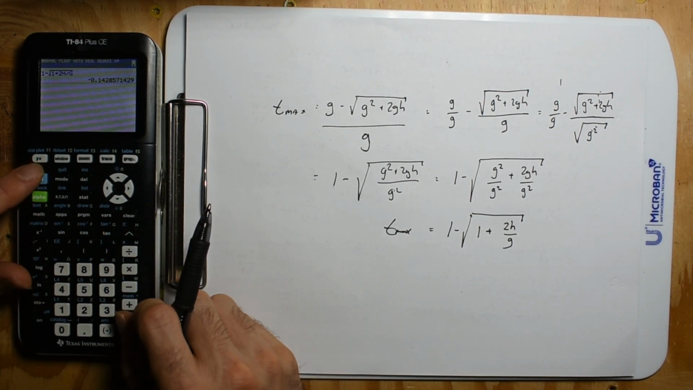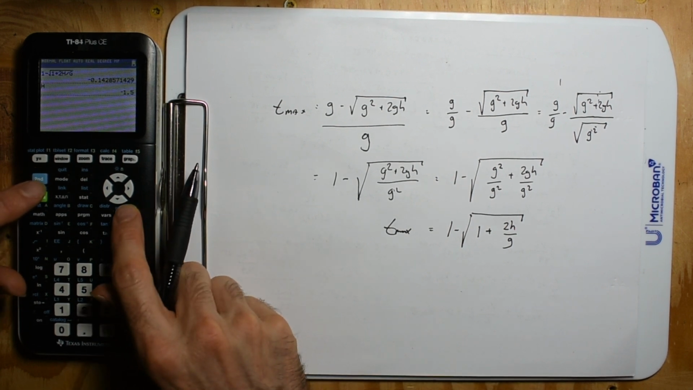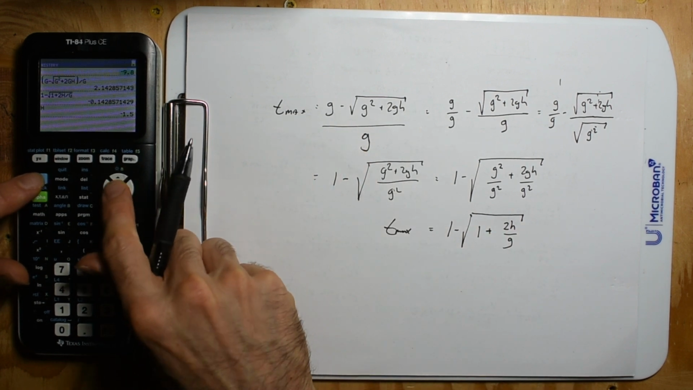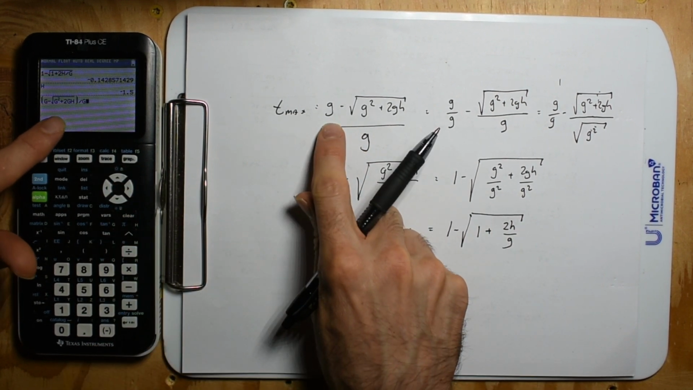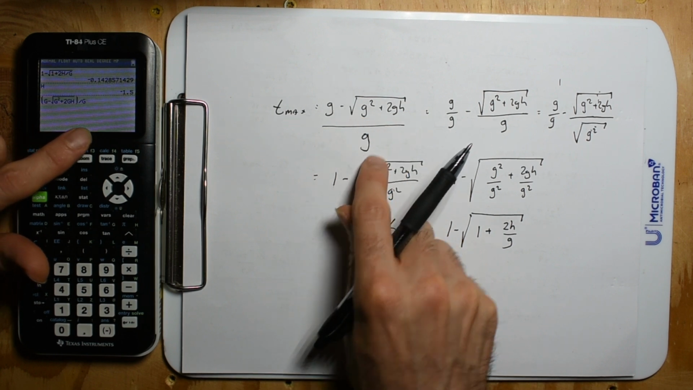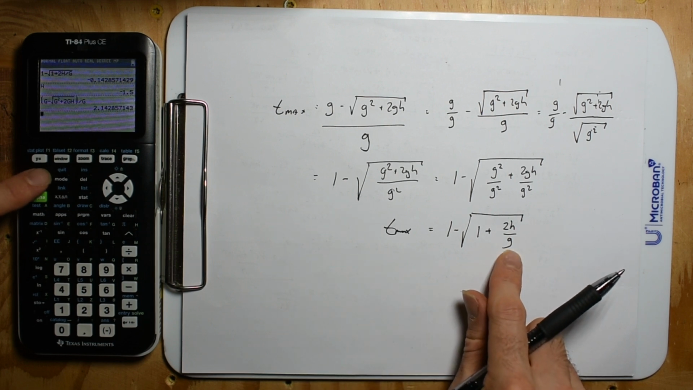And of course it doesn't work. Alpha h is negative 1.5. Whoa, where would we go wrong? Because this one worked, unless I typed in this one wrong. g minus the square root of g squared plus 2gh, all divided by g. 2.14.